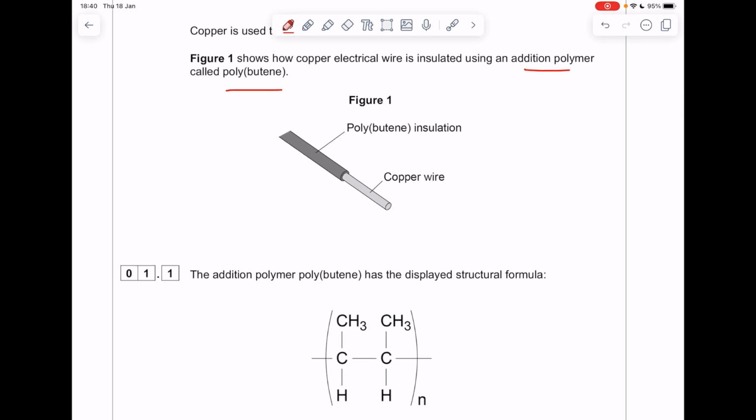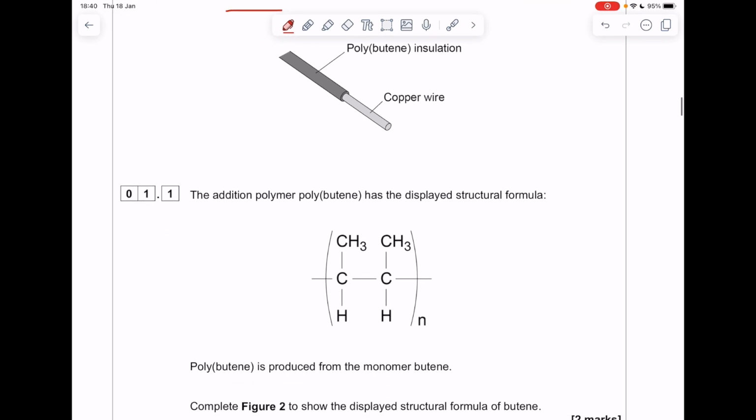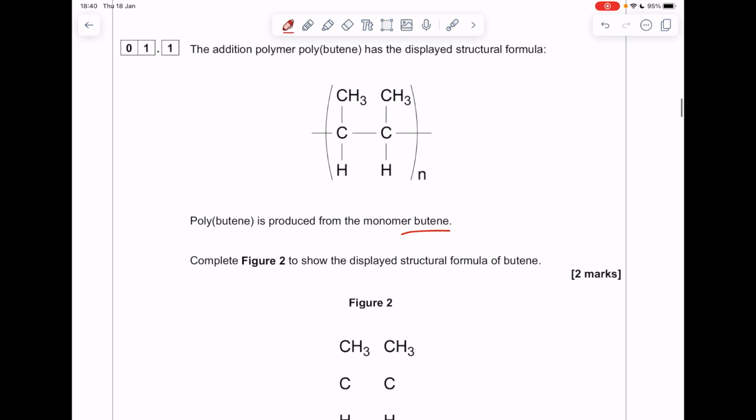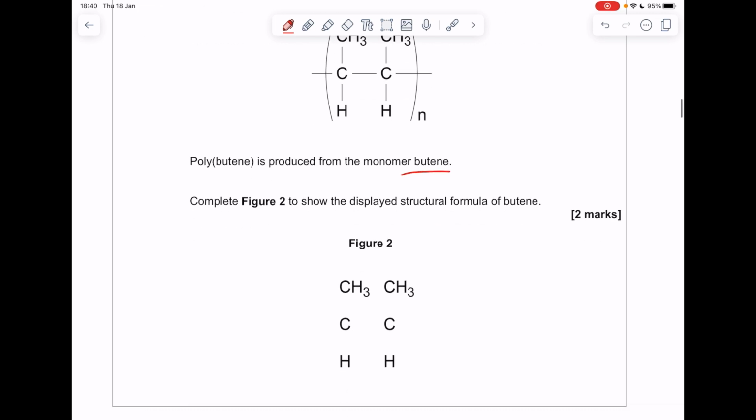The addition polymer polybutene has the displayed structural formula. Polybutene is produced from the monomer butene. Complete figure 2 to show the displayed structural formula of butene. Because it's an alkene, it has a double bond, and then we just need to complete with single bonds.